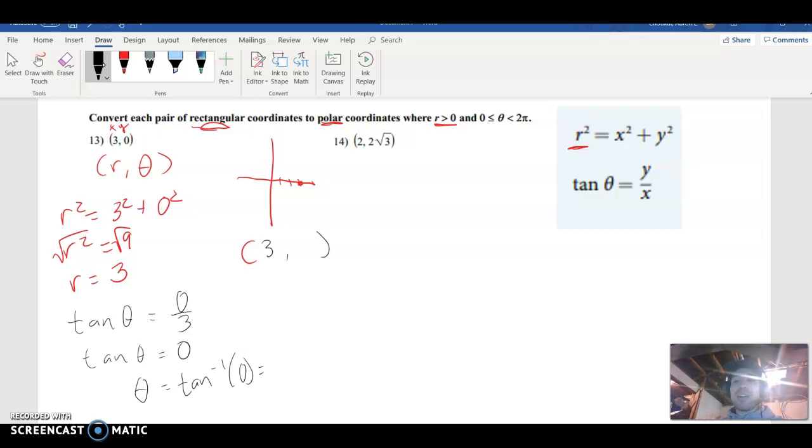Also, I have a video in our calculator folder as to how to access the online calculator emulator for those of you who have forgotten. So let me get to tangent inverse. The inverse tangent of 0 is 0.